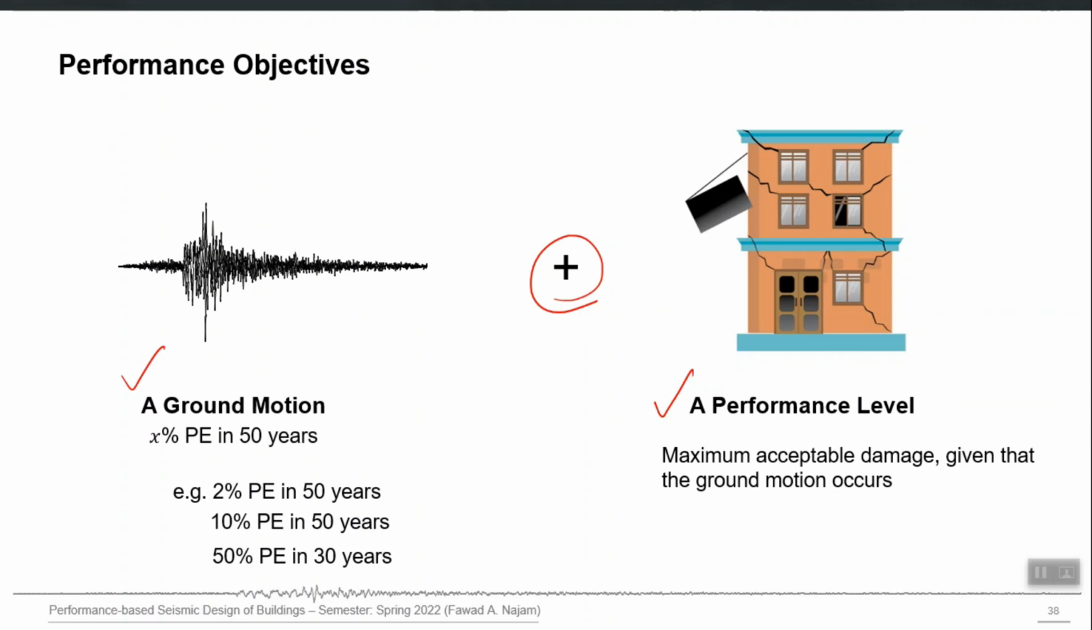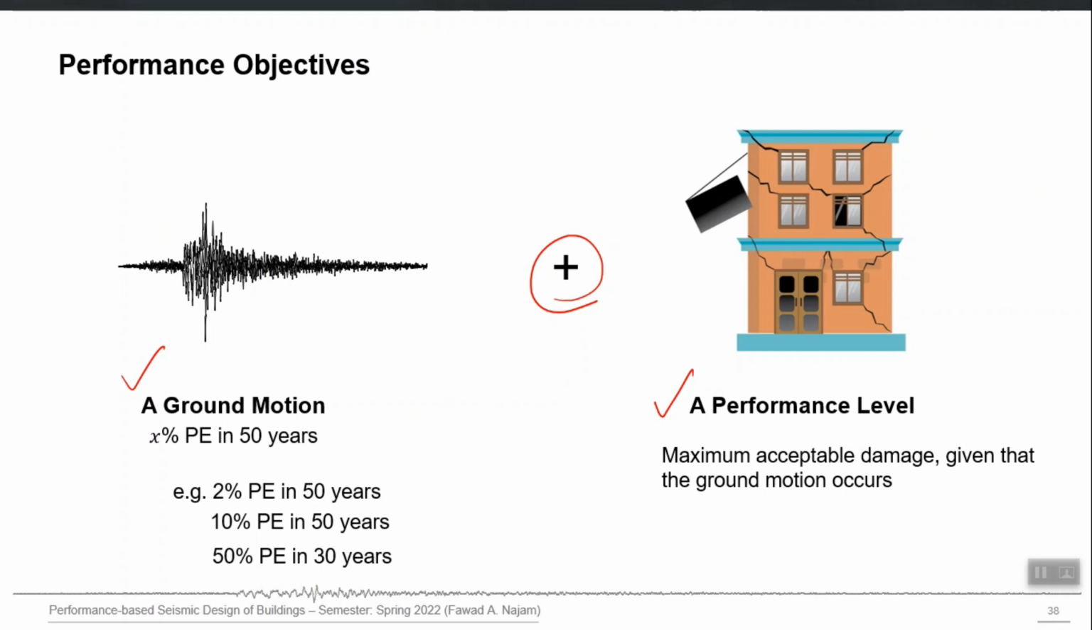For example, the performance objectives can be like this: under a low level earthquake, the building should remain completely intact, but under a moderate level earthquake, which should be defined in a probabilistic manner, which I will show next, the building can have some minor damage in the non-structural components only, and for a severe earthquake, the allowable damage can be some cracking in shear walls and columns.